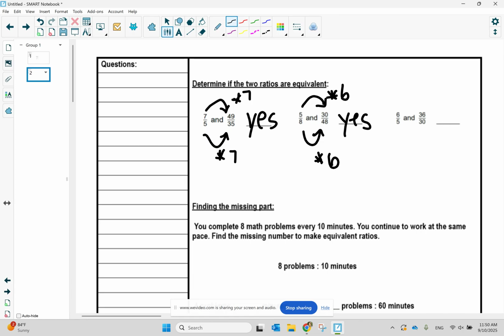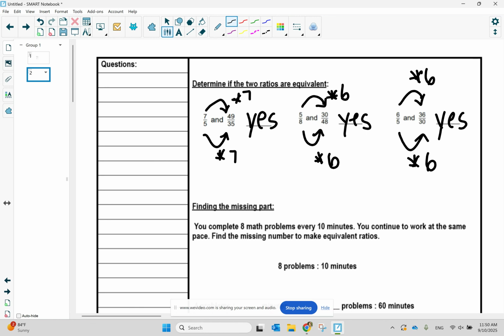Okay. Six times 6 is 36. So then 5 times 6 would have to be 30. And yes, that is equivalent. Okay, it just happened that all these are equivalent. It's not always going to work out like that.